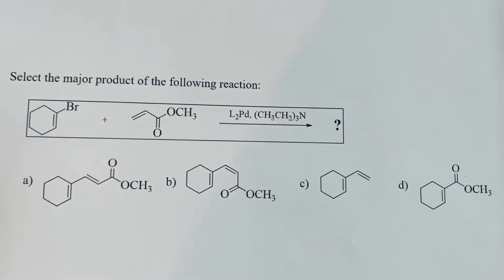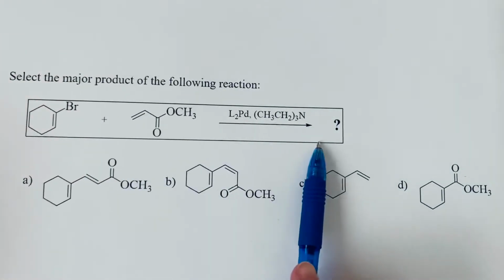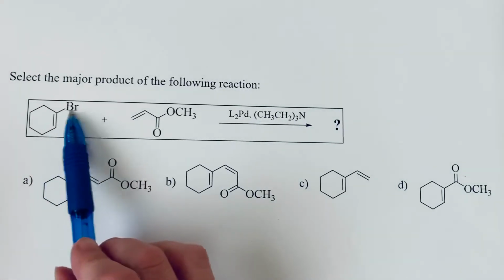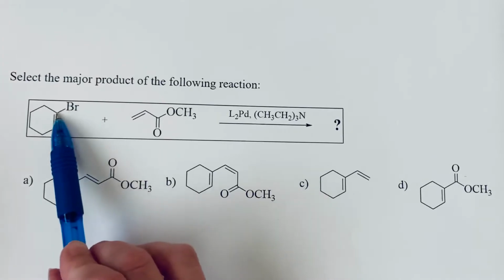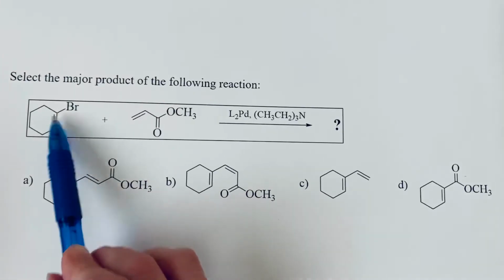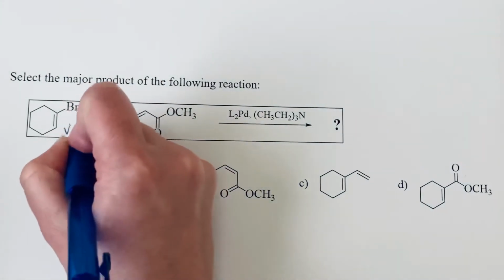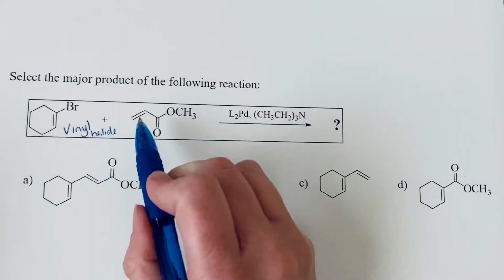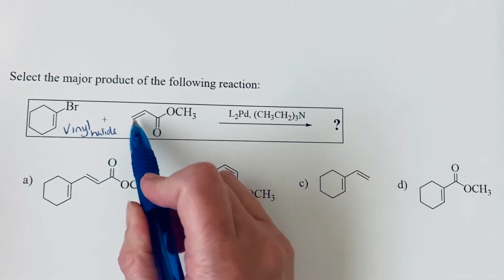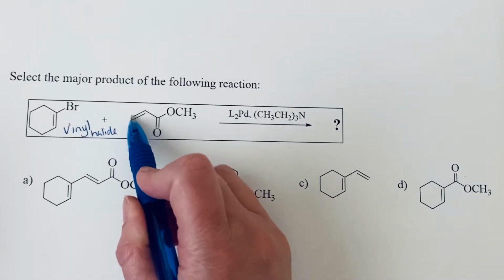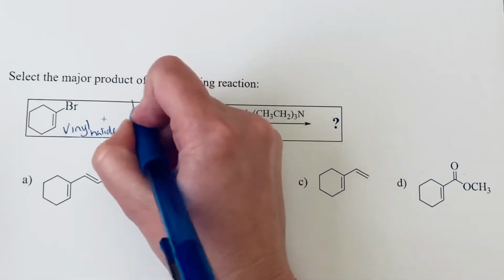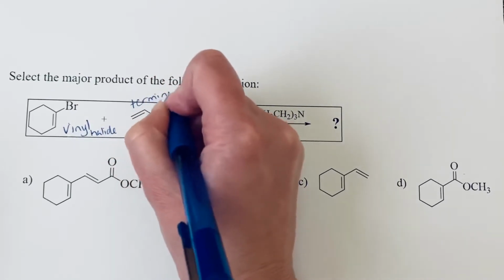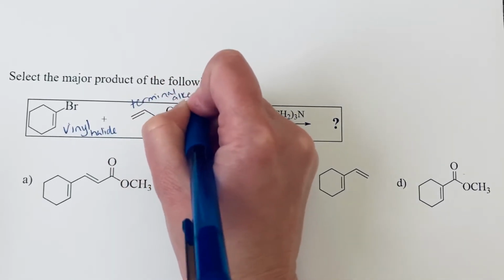Select the major product of the following reaction. So if we look at what we have in this reaction, we have a bromine that is directly attached to an alkene. So this is a vinyl halide. We have another alkene. Specifically, we're going to identify this as a terminal alkene, an alkene at the end of the chain. So we have a terminal alkene.